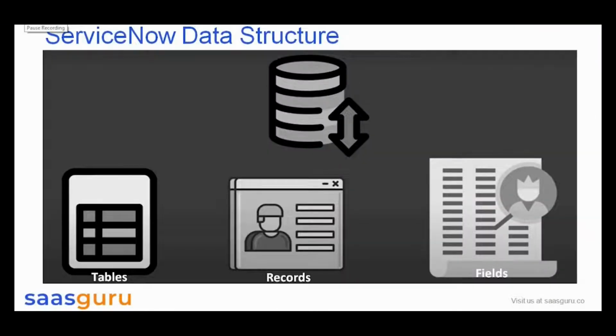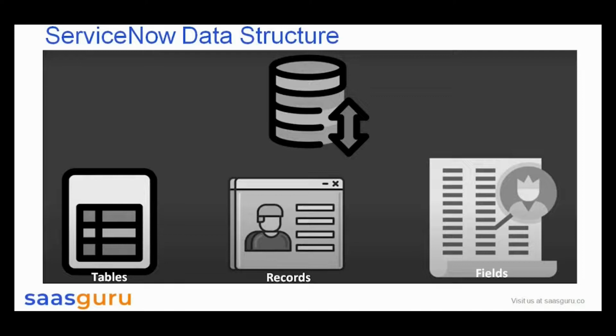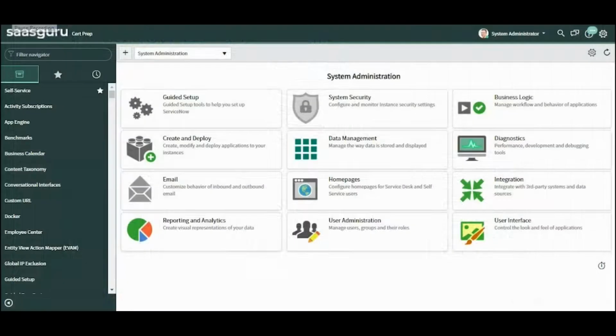ServiceNow stores data in the form of a database structure and it has components like tables, records, and fields. Table is at the top of the hierarchy, which stores records. And these records have fields which store information about the particular record. Schema map is a visual representation of details of tables and their relationship to other tables. It helps administrators and developers to view and easily manage different components of the table.